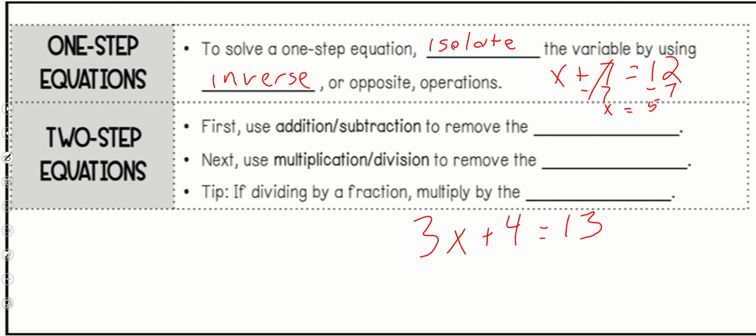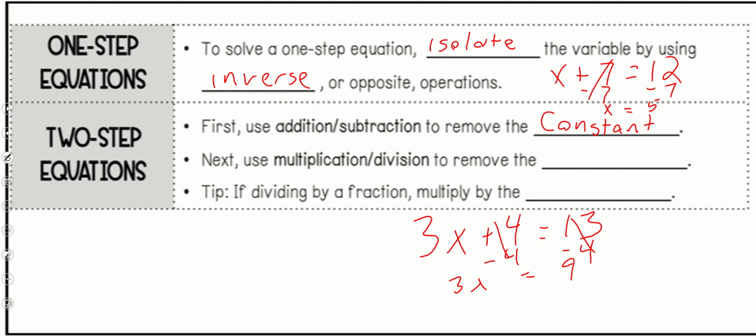First, use addition or subtraction to remove the constant. In this case, the constant is the 4. You remove it by doing the opposite, just like we would have with the one-step equation. If you do something on one side, you do the same thing to the other. So I got 3x equals 9.